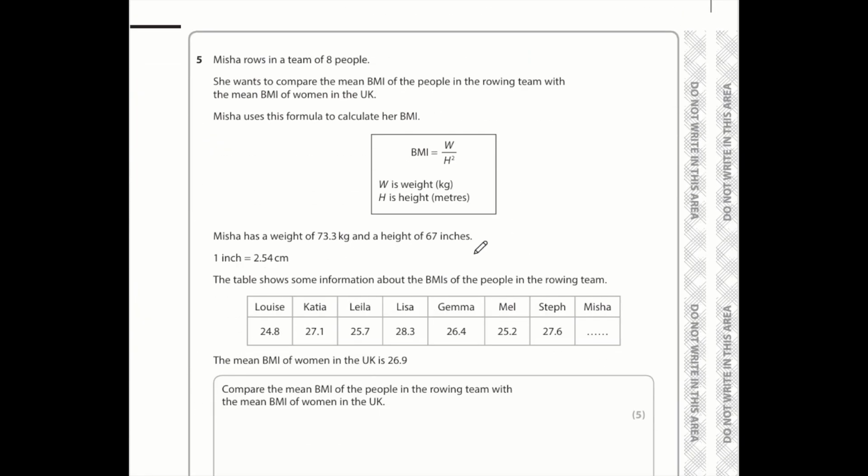Okay, question number 5. What we need to do here is work out the BMI of Misha. Here is the formula. The BMI is the weight in kilos, so 73.3, divided by the height squared.